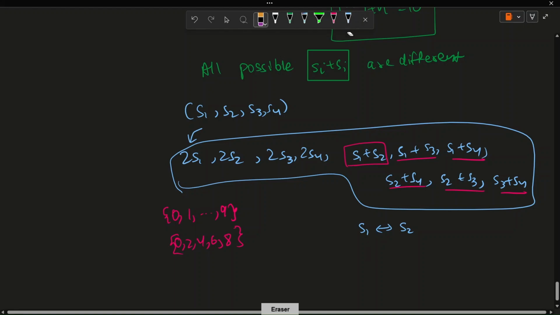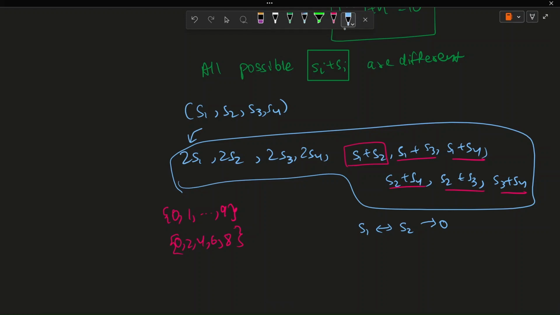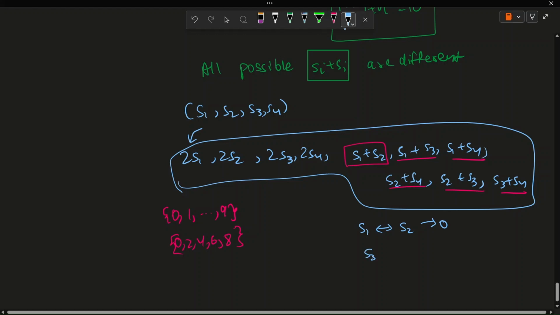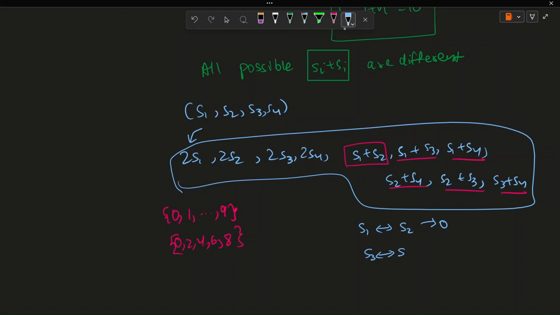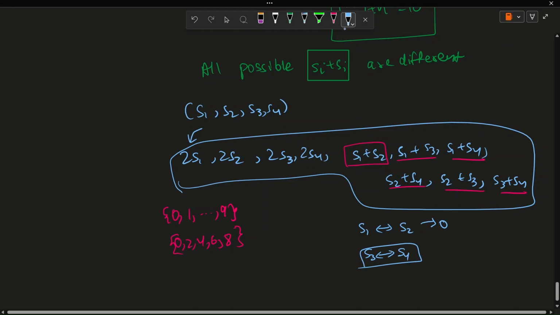Suppose, for example, S1 and S2 are both odd. So S1 has different parity from S3, which implies that S3 should be even. S3 is even, and S1 has different parity from S4, so S4 is also even, which implies that S3 and S4 have the same parity. But this is not possible because S3 plus S4 gives an odd remainder.